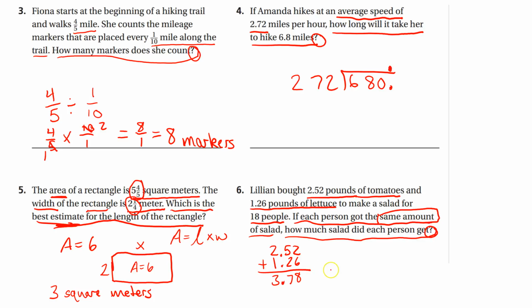And then we're dividing that by 18 people. So no decimal out here. We bring the decimal straight up and then go ahead and work out your division. I'll let you do that on your own, and that will show you how many pounds of lettuce or salad each one of those 18 people will get.